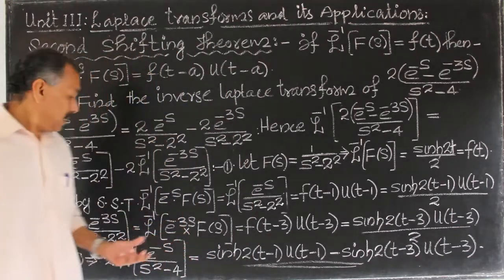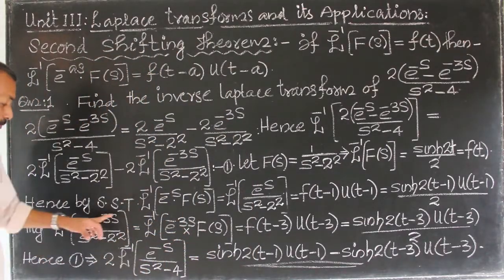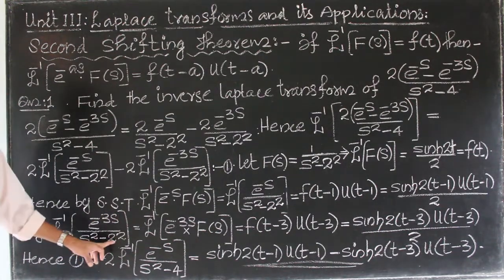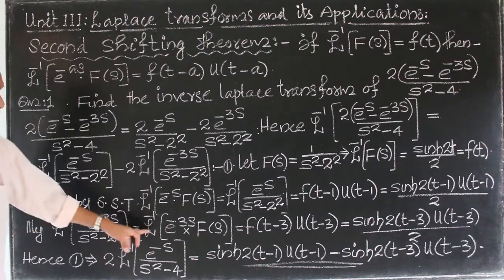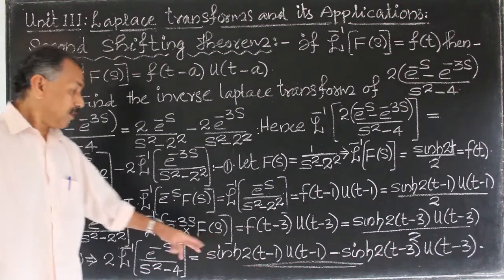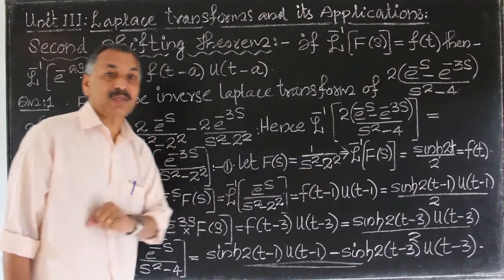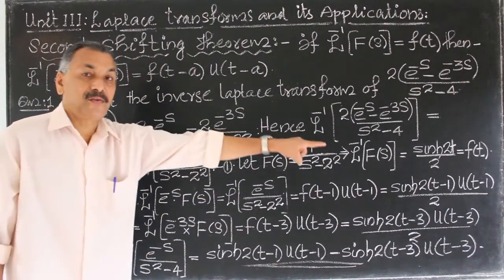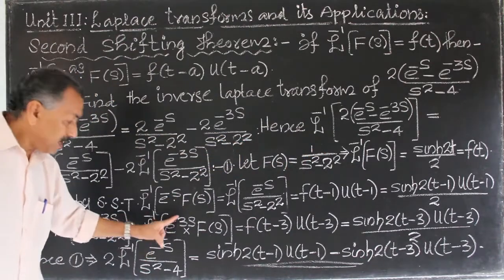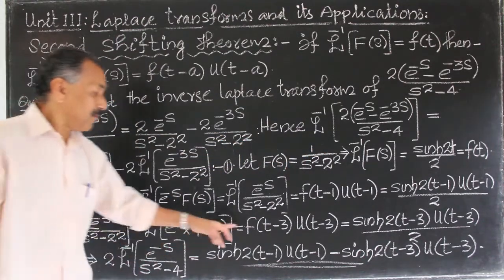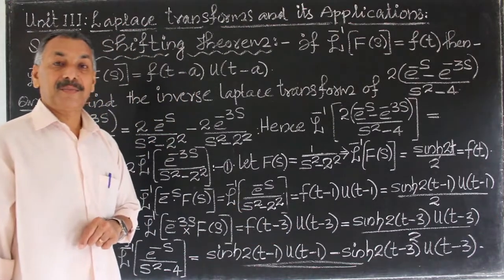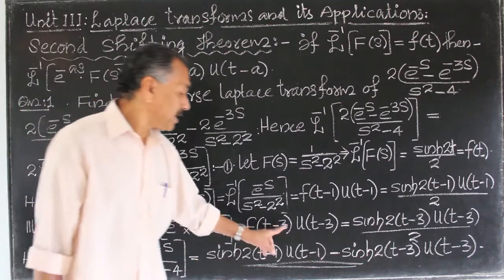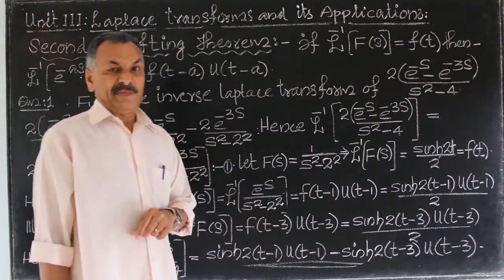Similarly L inverse of e raised to minus 3s divided by s square minus 2 square. E raised to minus as into F(s), where F(s) is equal to 1 divided by s square minus 2 square. Then e raised to minus 3s into F(s). Therefore L inverse of e raised to minus as into F(s) is equal to f(t minus a) into u(t minus a). What is a? Here a is equal to 3. And f(t minus 3) u(t minus 3).